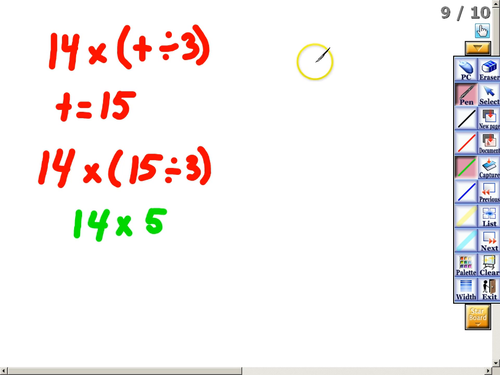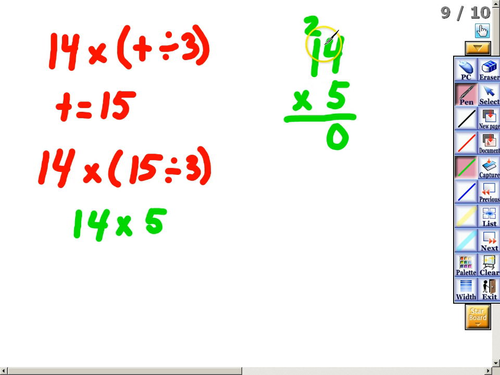Now we will set this up off to the side. 14 times 5. We don't really want to do this in our head. So 14 times 5. 4 times 5 is 20. Put my 0 here. Carry the 2. And 5 times 1 is 5 plus 2 is 7, so 70 for my answer. Okay, so it's important that you always do the problem in the parentheses first. Let's take a look at another one.